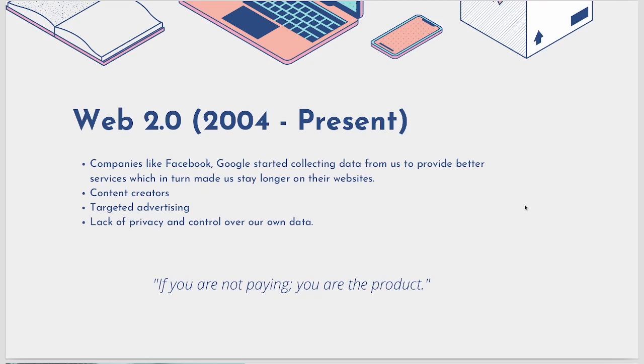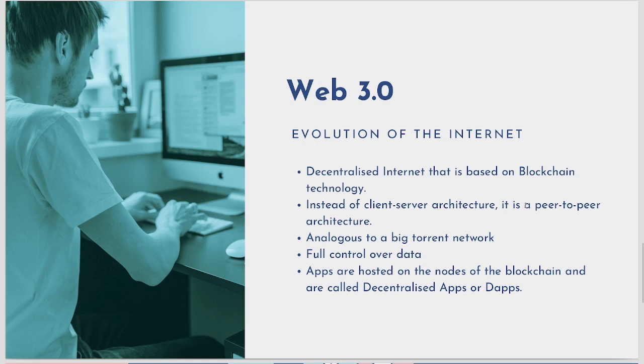So next up, let's talk about Web 3.0, which is a current topic of discussion. It is known as the next evolution of the current internet. It's a decentralized internet that is based on blockchain technology. So instead of the client-server architecture that we have in the current internet, it's a peer-to-peer architecture. Therefore, it can be considered analogous to a big torrent network.